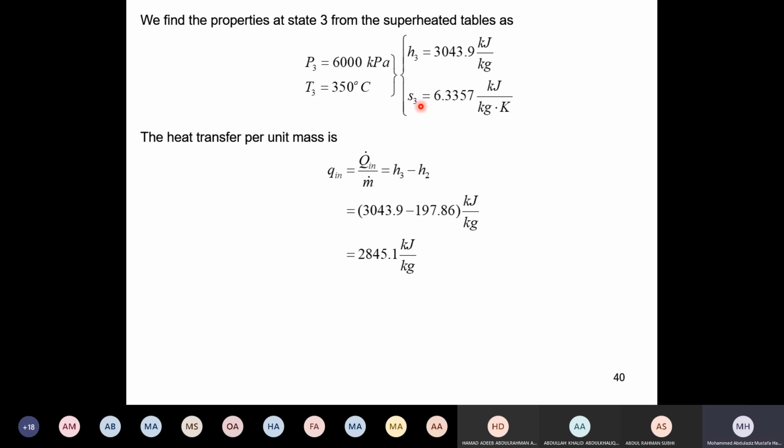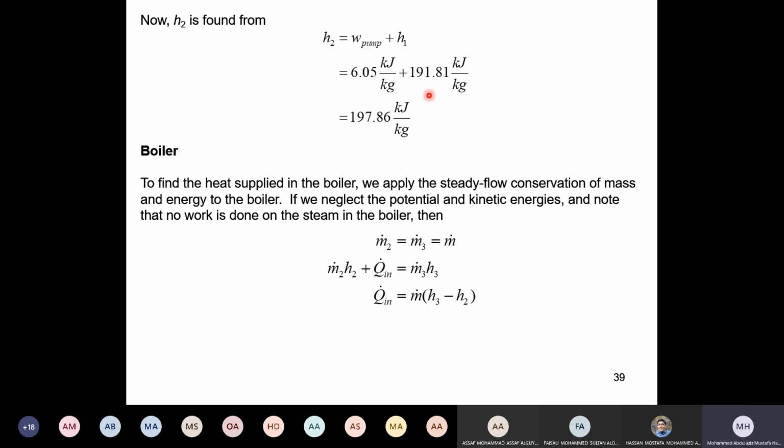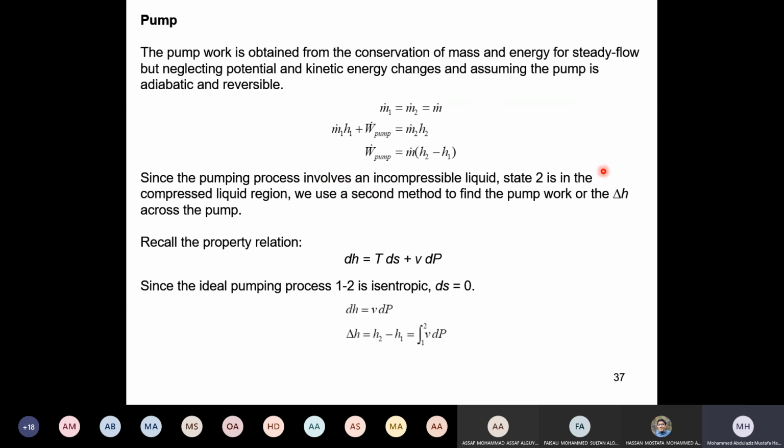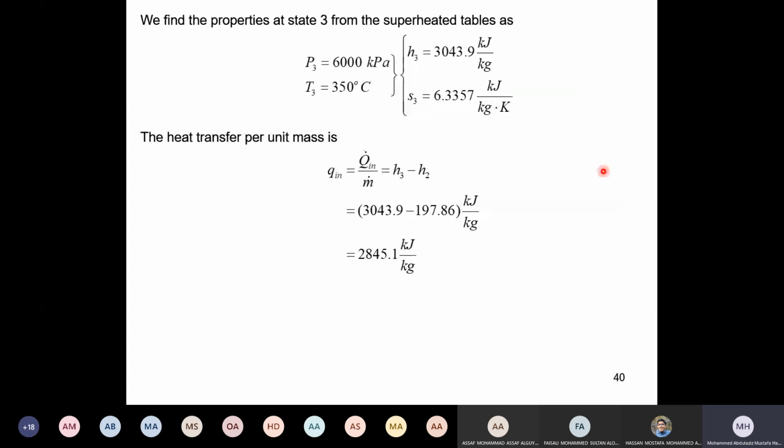Can I ask someone why are we getting S3? Any volunteer to answer this? Why do we need S3? No answer? Shabab. Because it's an isentropic process. Okay, very good. Because this is an isentropic process in the turbine, I need to use it here. This is the way I define this state. I go vertically here, so state 4 will have S4 equal to S3, at the pressure here, so this will give us state 4. Very good, thank you.